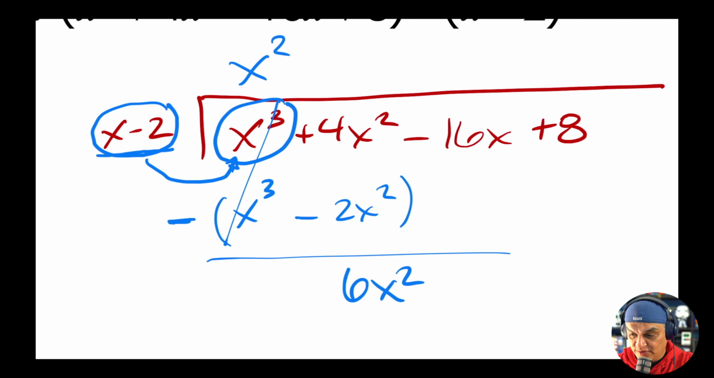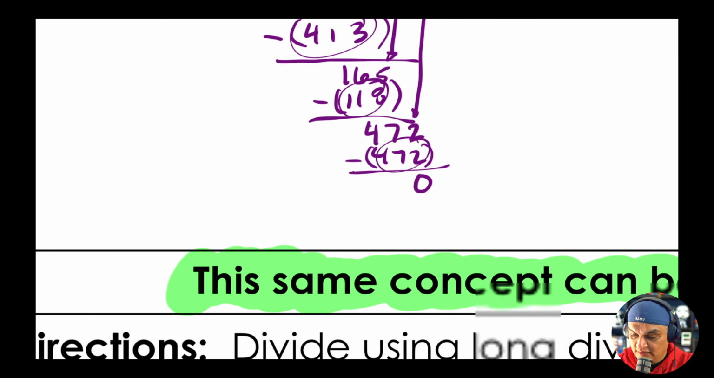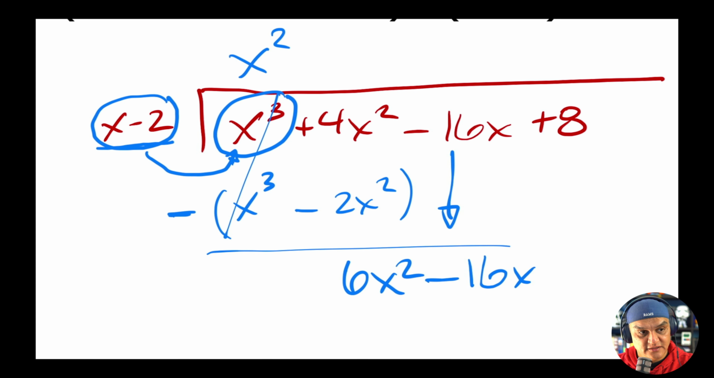Because I'm subtracting, this is why we put in parentheses. Someone asked me yesterday, why are you putting those numbers in parentheses up there? Because I'm subtracting this whole thing, kind of distributing, 4x squared minus negative 2x squared. So this becomes plus, that's why I get 6x squared. And now the next step is to bring down the next term, minus 16x.